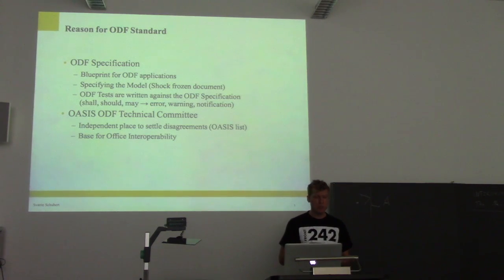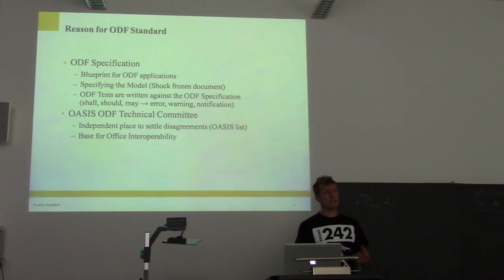Another thing which is very important is that all tests are written against the specification, so the tests are comparable. And in the specification there are three types of features which are formal. If they are mandatory, then the validator would write an error. If it's a possible feature, it should, and then it's a warning if it's not existing, and if it's existing, then it's a notification.